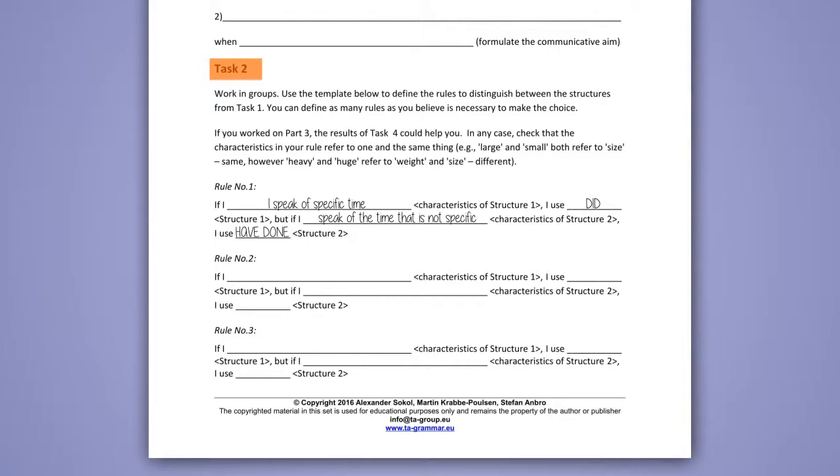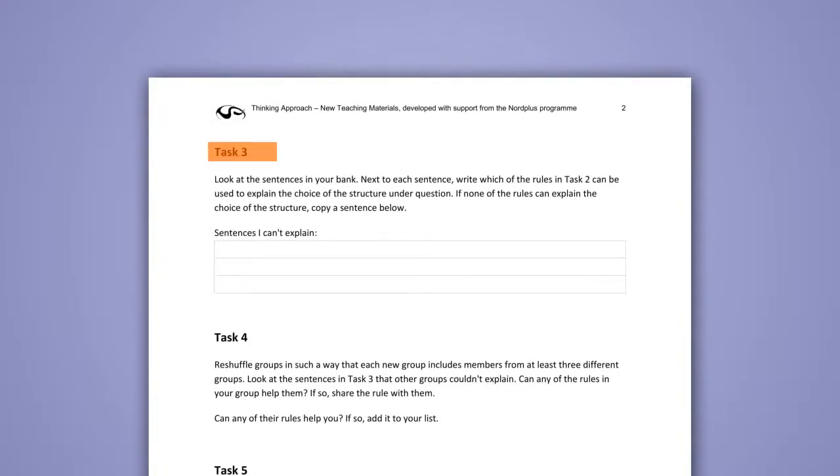It is essential to get the students to check that the characteristics they put into the rule refer to one and the same parameter. If the teacher is not happy with the rule, there is no need to worry. The next task will take care of this as students go back to their banks and try to explain the sentences there based on the rule they have just defined.